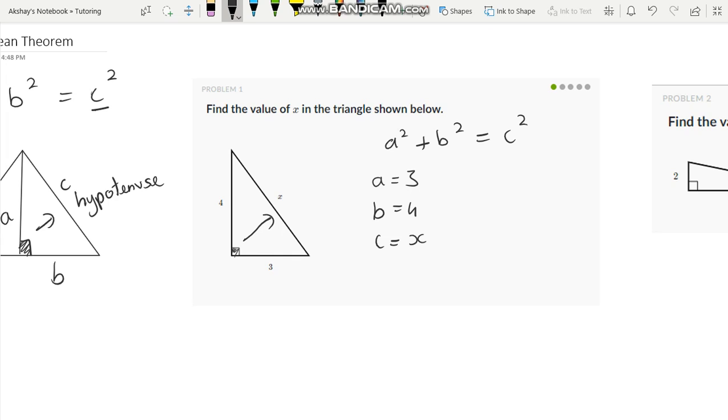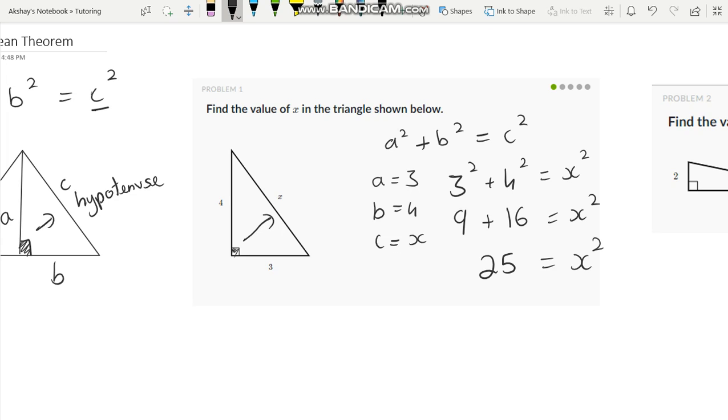find. Now our a will become 3 squared, our b will become 4 squared, and now our c will become x squared. We know 3 squared is also 3 times 3, which is 9. 4 squared is 4 times 4, 16. And we have our x squared alone. Now we can add our 9 and 16, which gives us 25. And we have our x squared. However, we're not looking for x squared. We're looking for x by itself.